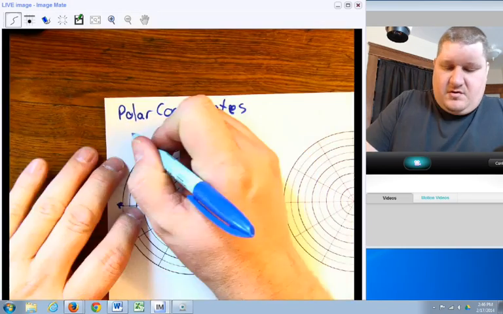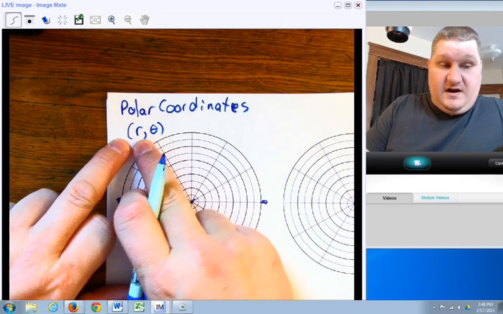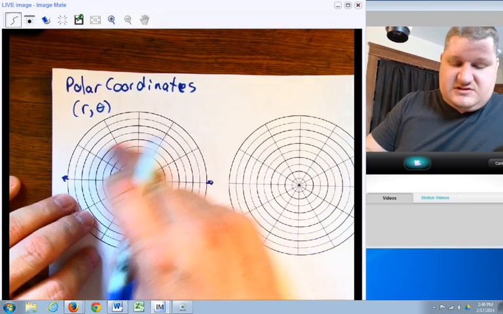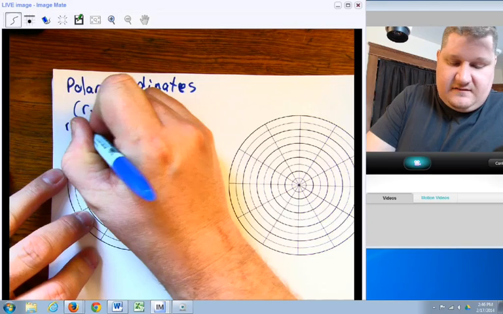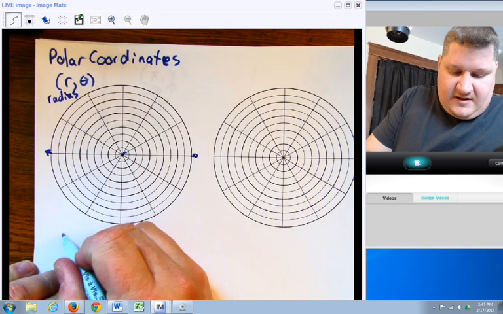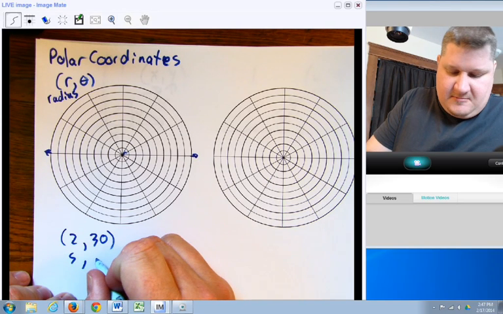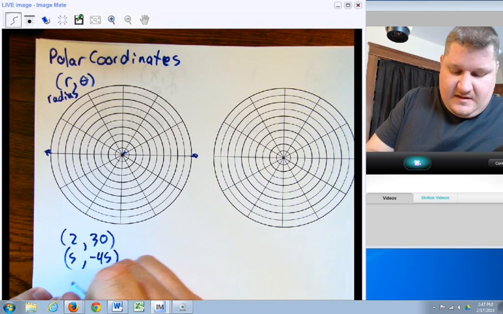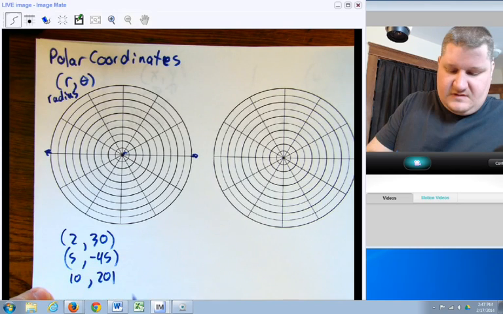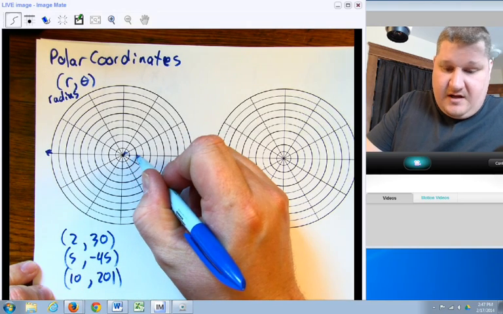Now, in polar coordinates, you have r comma theta. Now, that should look very familiar. Our vectors were magnitude comma theta. In this case, it's going to be r comma theta. Everything is in terms of circles, so r stands for radius. So we have radius comma theta. If I'm going to graph a few of these guys on this graph, let's come up with 2 comma 30, 5 comma negative 45, and 10 comma 201. So if I have 2 comma 30, I go out 2 rings up 30 degrees.